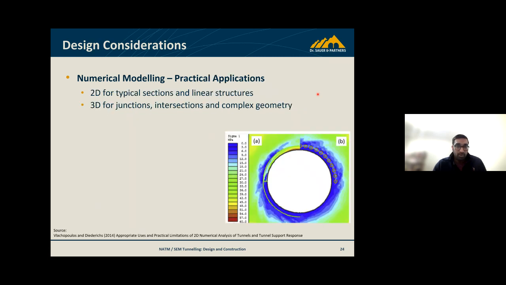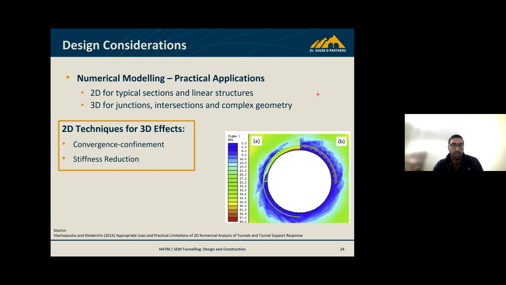2D modeling and 3D modeling. I'm not going to profess to be a massive modeling expert, but I do try and understand the limitations and where they're used. So 2D for typical sections and linear structures, and 3D is essentially, or ideally, used for junctions and intersections and complex geometries.